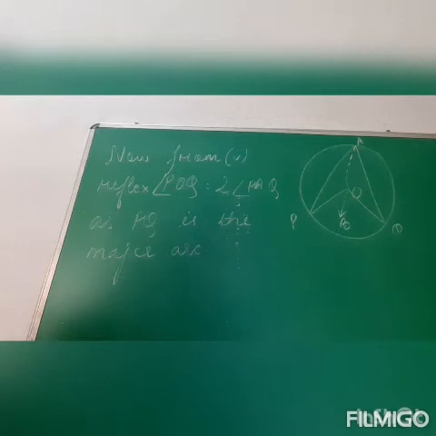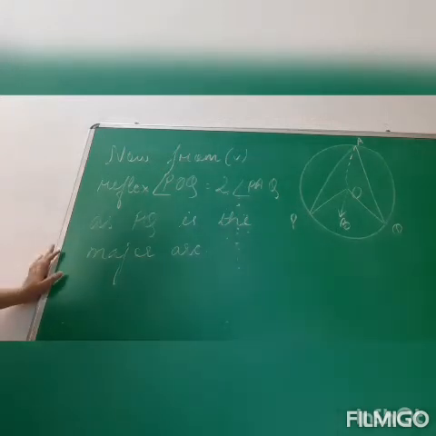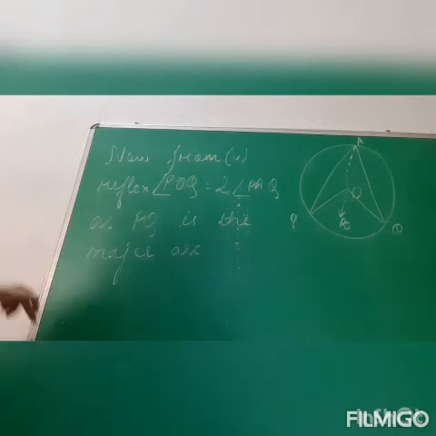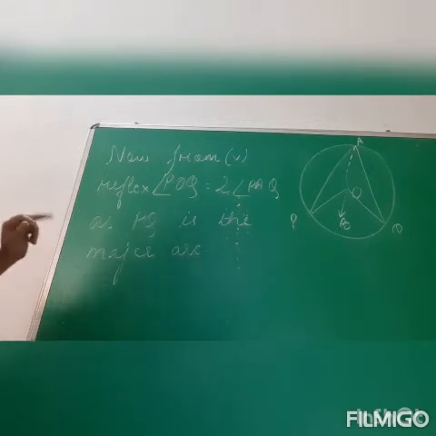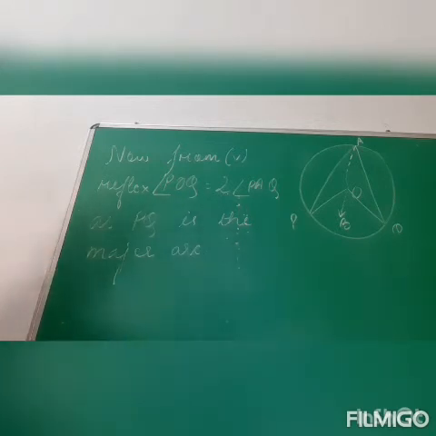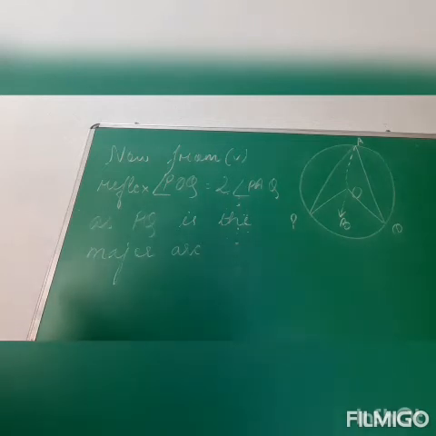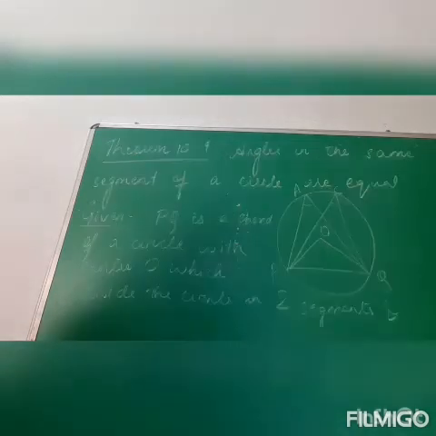Now from equation 5 we can also say that reflex angle POQ is equal to twice angle PAQ. For the third case, PQ is the major arc. You see in the third diagram which we have drawn, we have shown that PQ is the major arc. So for that case we can say that reflex angle POQ is equal to twice angle PAQ. Now let us move on to the next theorem.